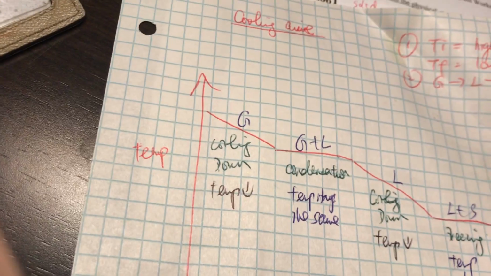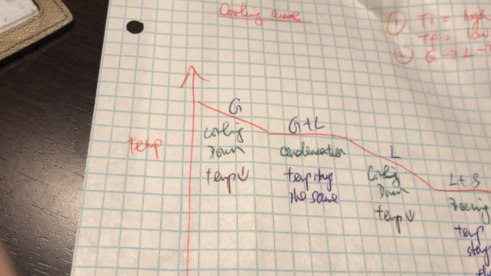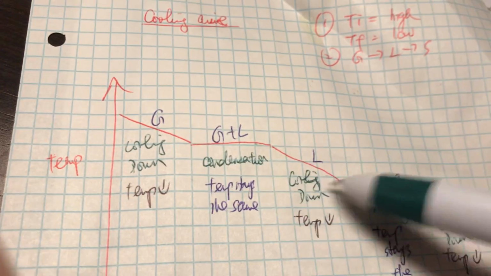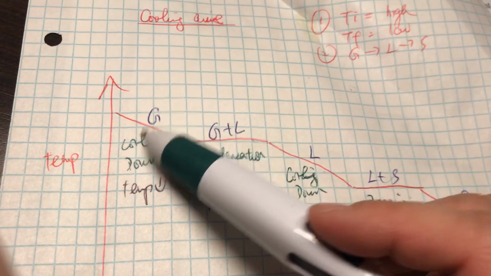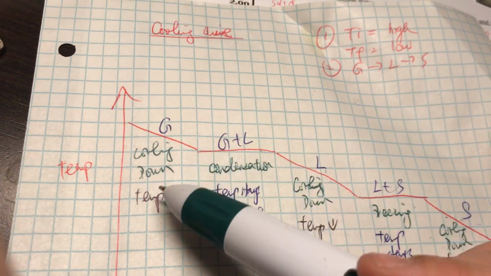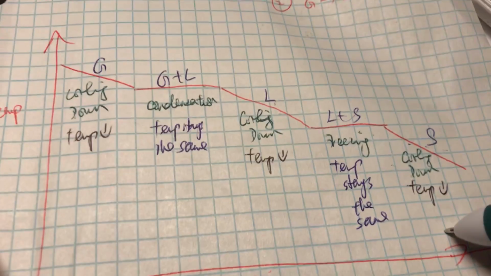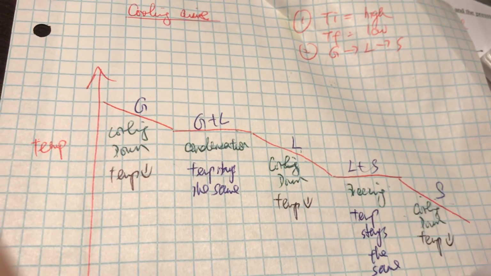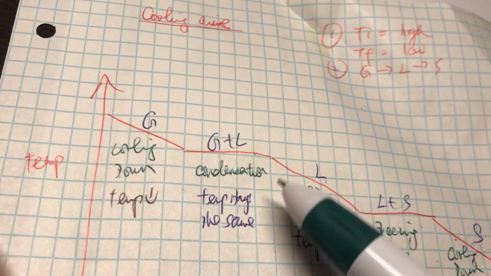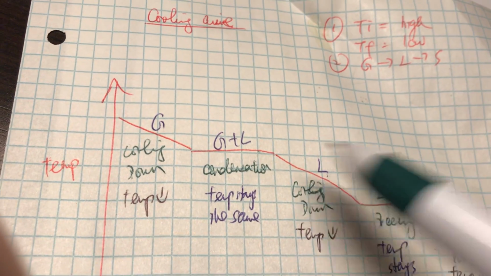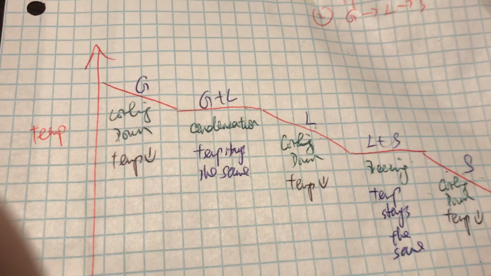Again, to review: in the three slant areas, there is only one state of matter, the temperature goes down, and they are all cooling down. But the two flat areas have two states of matter, they're doing a phase change, condensation and freezing, and the temperature stays the same.